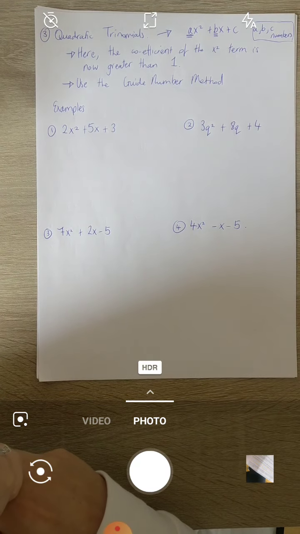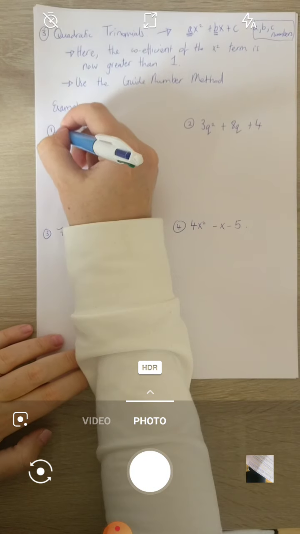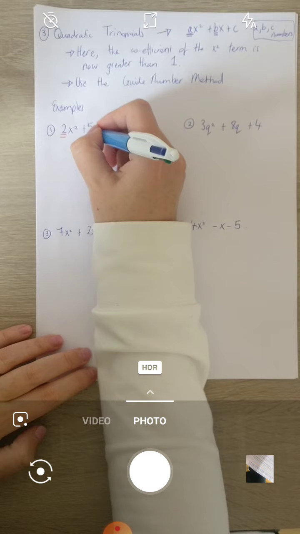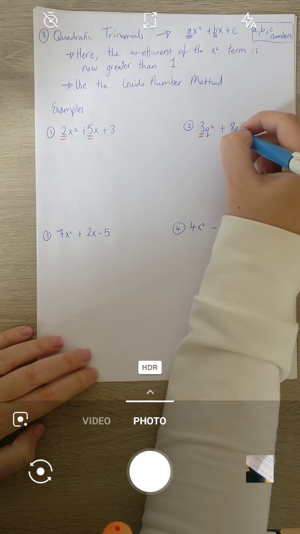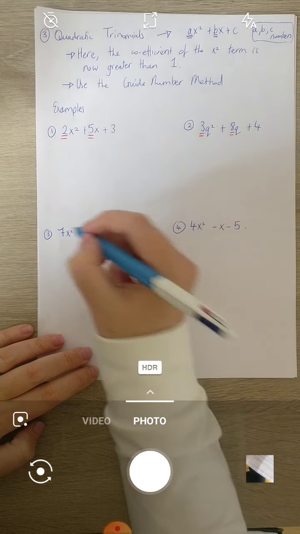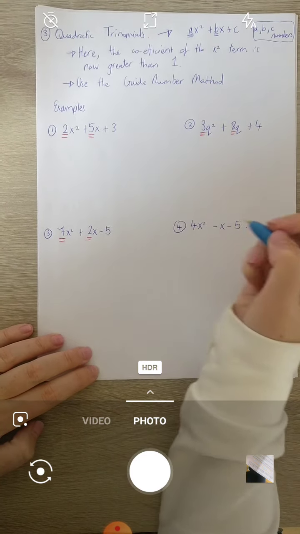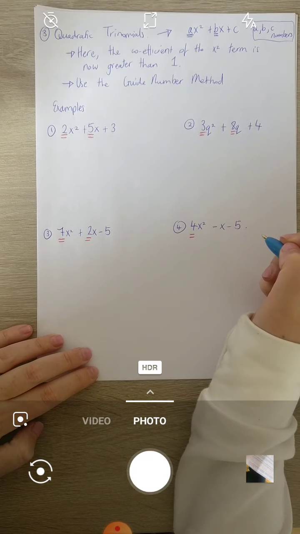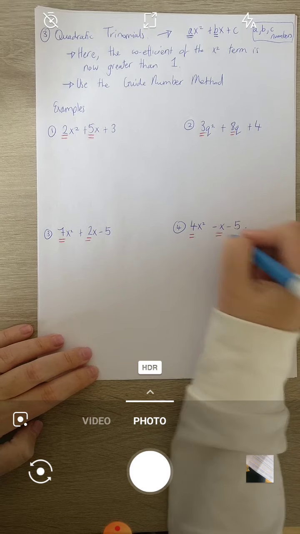Okay, if we look at our coefficients in the examples, the coefficient here would be 2 is the coefficient of x squared, 5 is the coefficient of x, 3 is the coefficient of q squared, 8 is the coefficient of q, 7 is the coefficient of x squared, 2 is the coefficient of x, 4 is the coefficient of x squared, and here minus 1 is the coefficient of x.